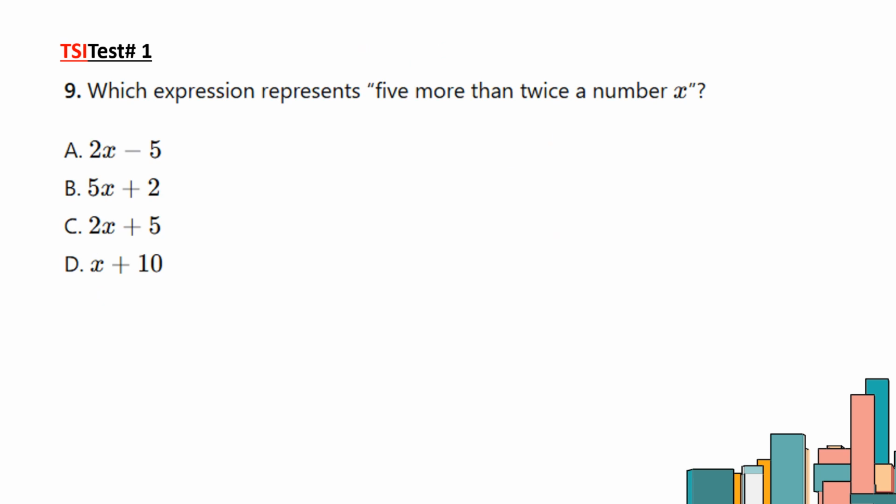Number 9, which expression represents 5 more than twice a number x? 5 is number 5, more than means addition, twice means multiply by 2, a number of x, so 2x. So we can write out 2 times x plus 5, that is the expression. C is the correct answer. You can find the keywords in the TSI questions number 31.